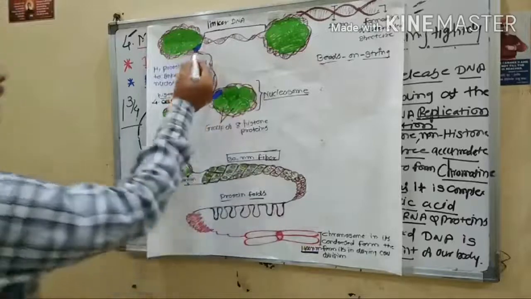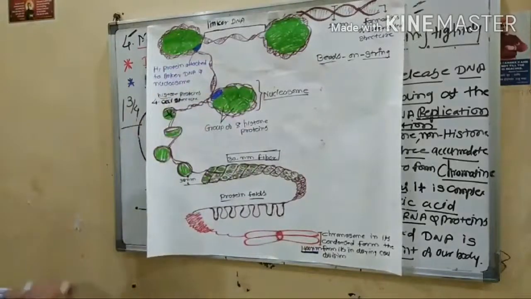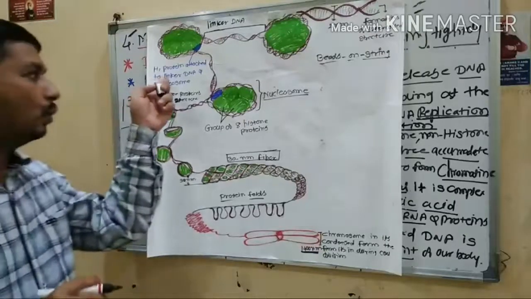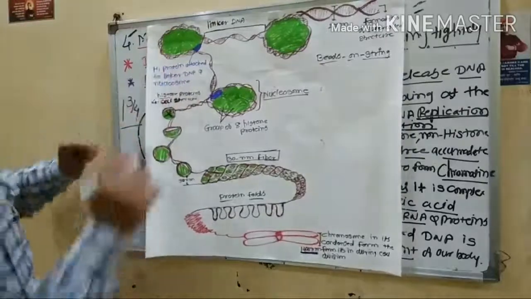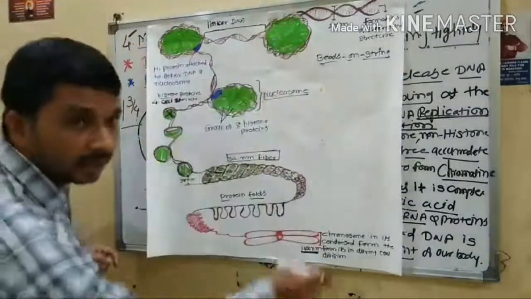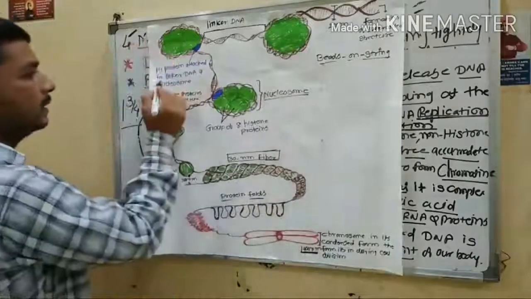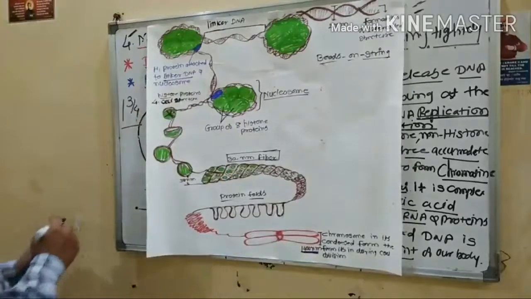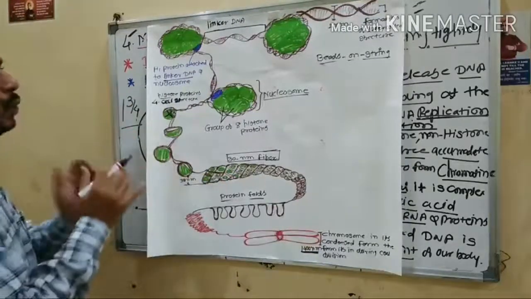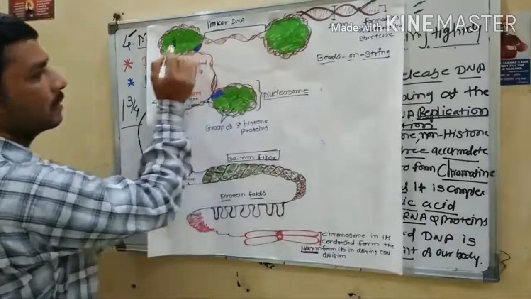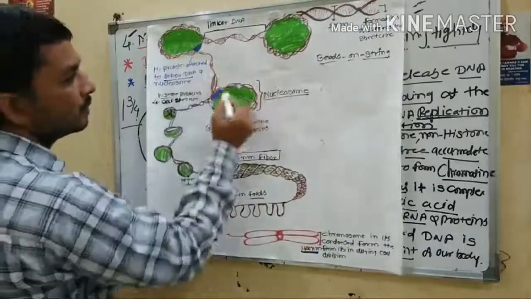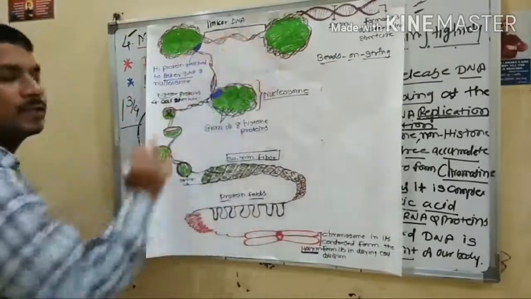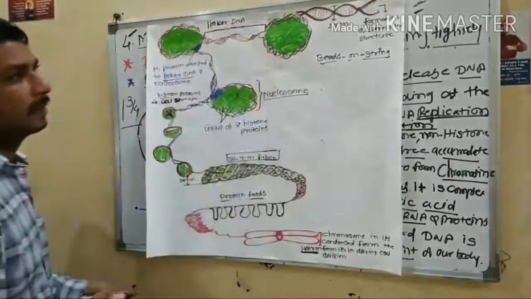and here we also find an H1 protein attached to linker DNA and nucleosome. H1 protein is attached to whom? To linker DNA. In the previous diagram we studied that H1 protein. And what is meant by linker DNA? Linker DNA is that DNA which connects the nucleosomes with each other. This nucleosome is attached or linked by this DNA. That's why we call it linker DNA.